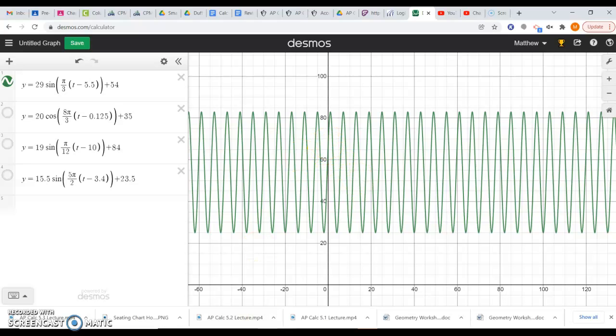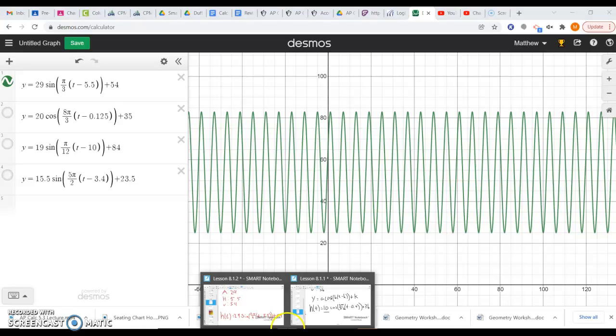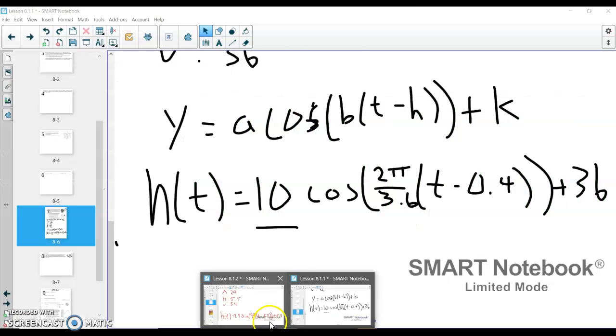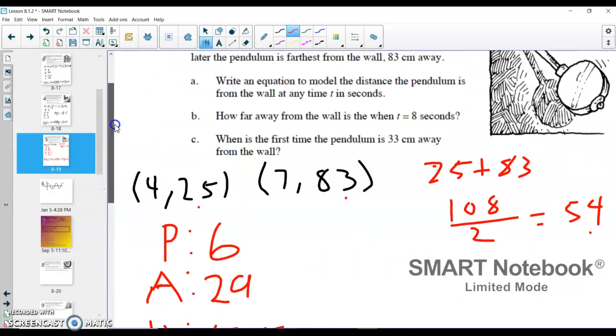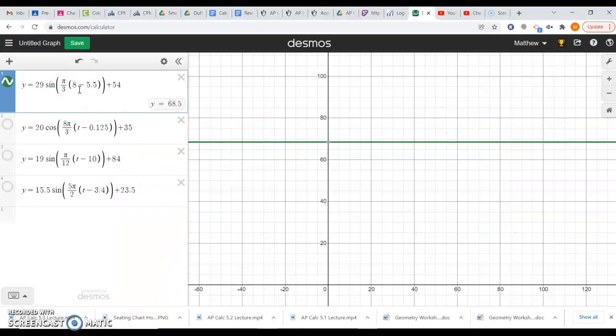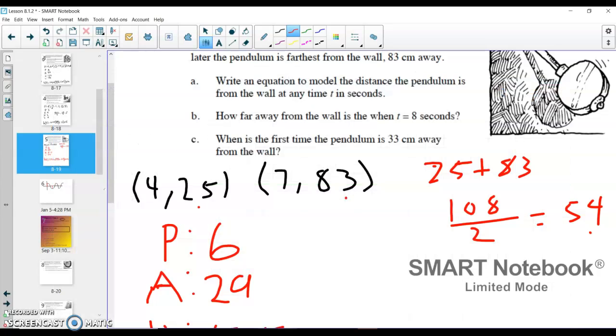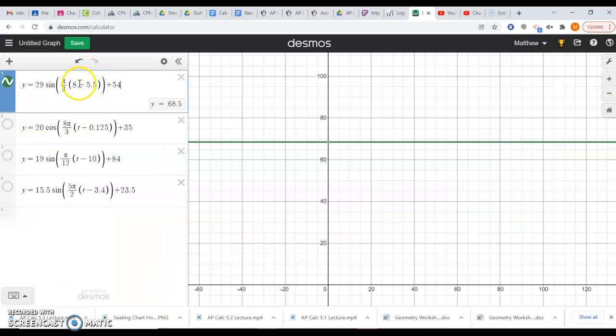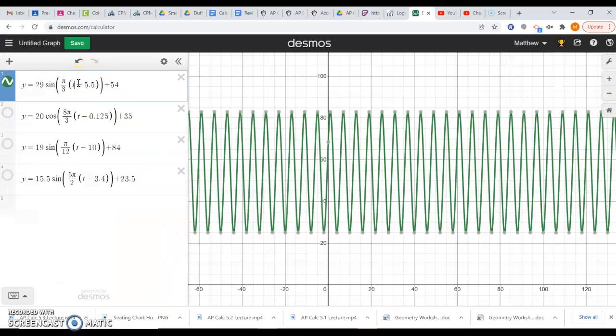Now, the question asks us first, if I go back, oops, sorry, wrong one. If I go back, it says, first figure out how far away from the wall was the pendulum at 8 seconds. Well, in here, that's just replacing the t with an 8, and I would get 68.5, I think, let's see the units in here, 68.5 centimeters away from the wall at that time. So that answers that question.